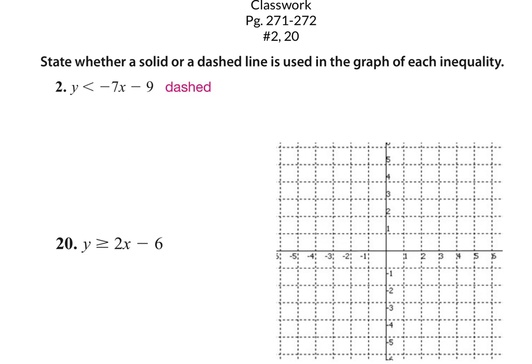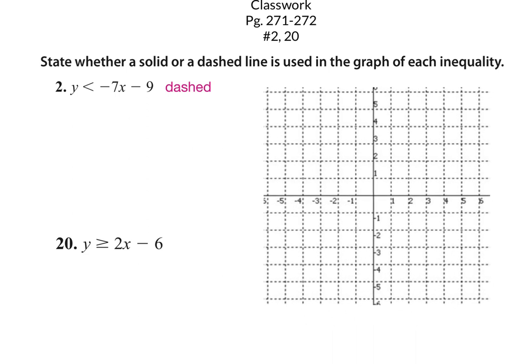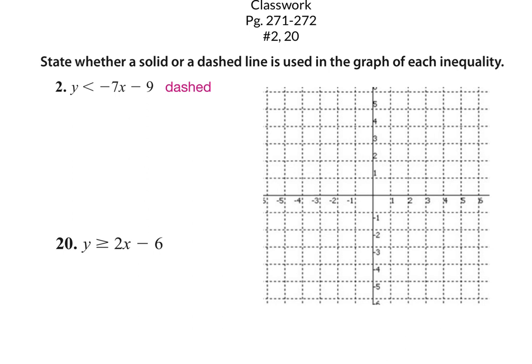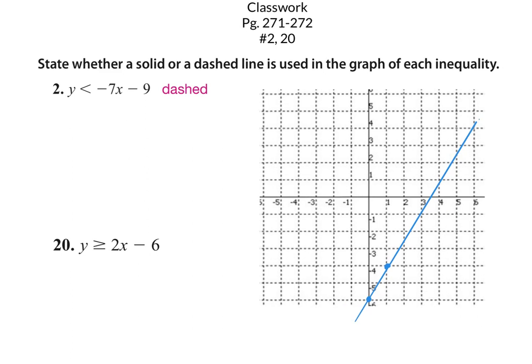So let's graph this one. And I went off my graph just a little bit. That's okay. So I am going to start at my -6, right? And I'm going to go up 2 and over 1. And this particular one is solid, right? Because it's an or equal to. So my line looks like this, all right? And then I'm going to go over here and I'm going to look at my sign. My sign here is greater than or equal to.